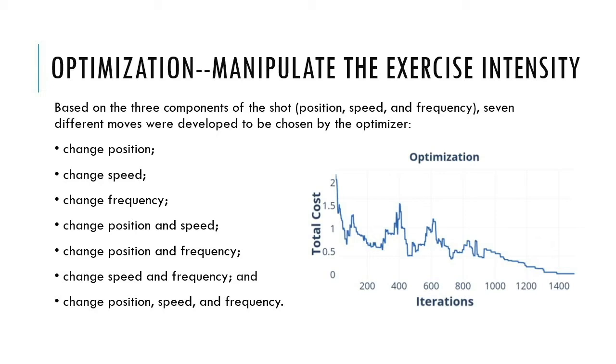Based on the three components of the shot, position, speed, and frequency, 7 different moves were developed to be chosen by the optimizer. So it's either by changing the three terms individually or by changing different combinations of the terms. The figure on the right shows how the total cost value changes during the iteration process for the optimization. As we can see here, after about 1,400 iterations, the total cost gradually decreased to 0, and the optimization process is regarded as finished.